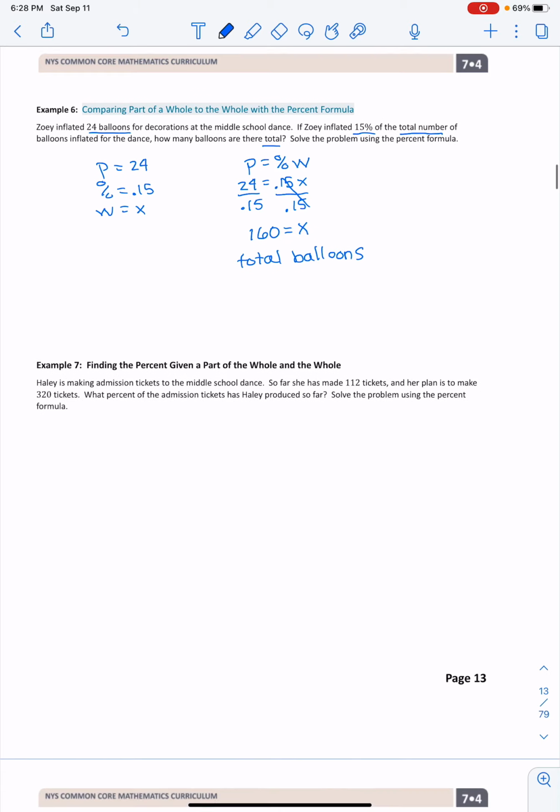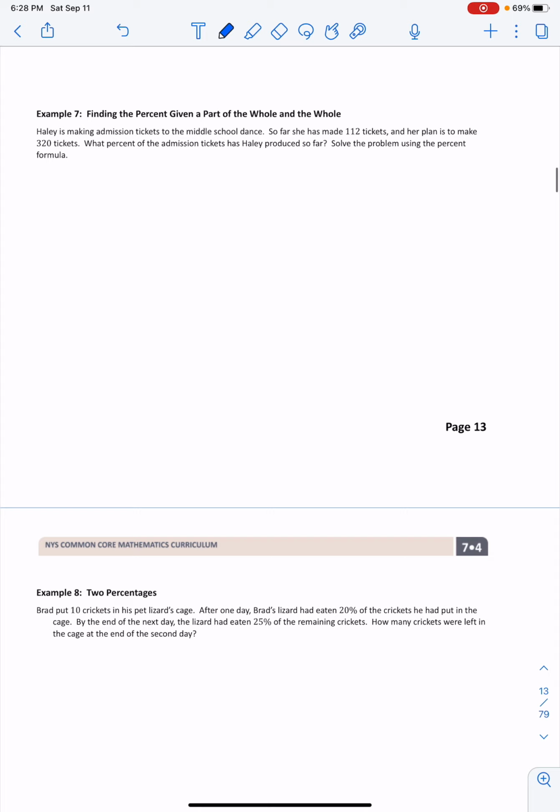Our next example, Haley is making admission tickets to the middle school dance. So far, she has made 112 tickets. Her plan is to make 320. What percent of the admission tickets has Haley produced so far? Solve the problem using the percent formula.